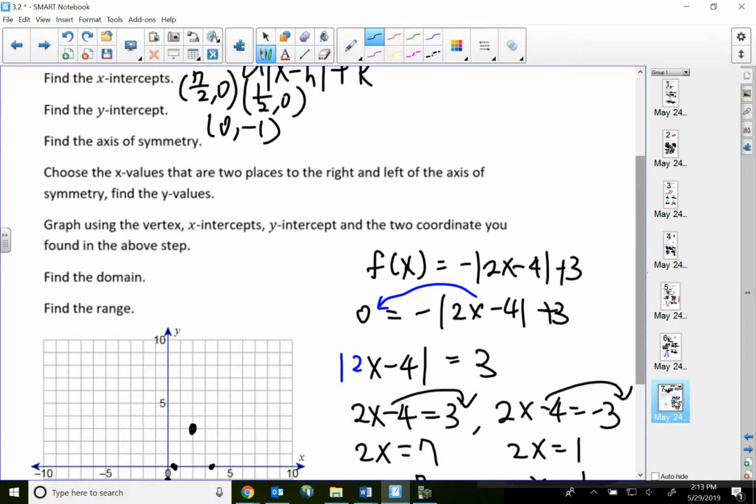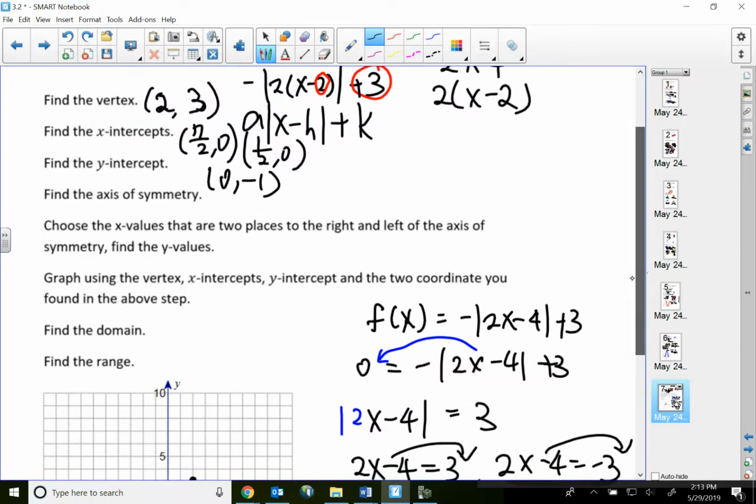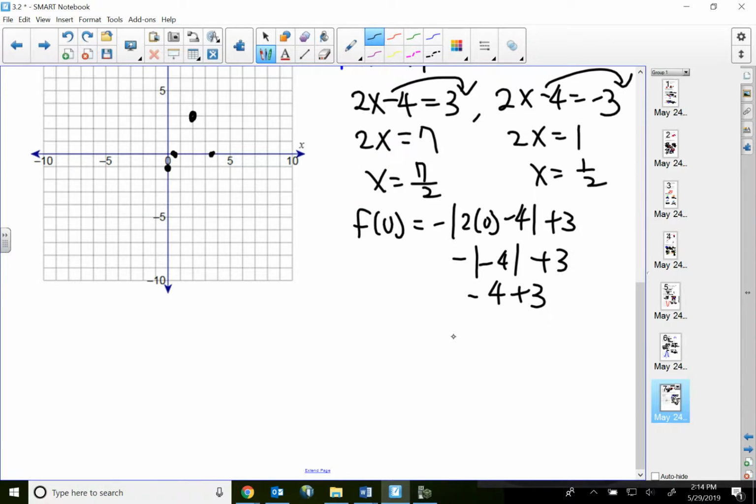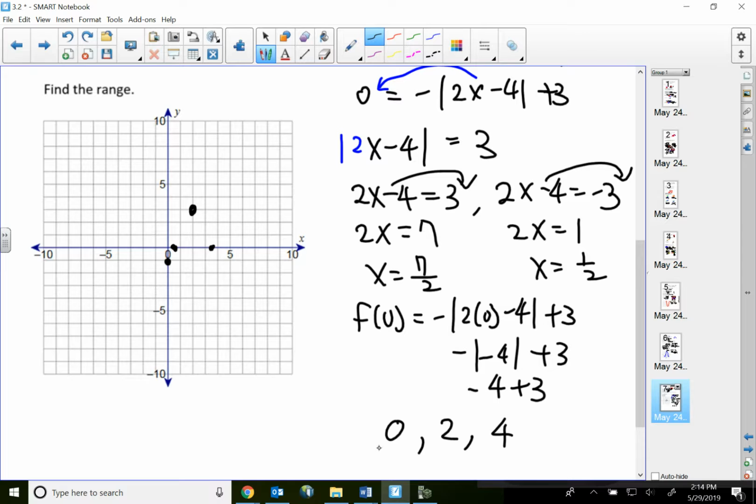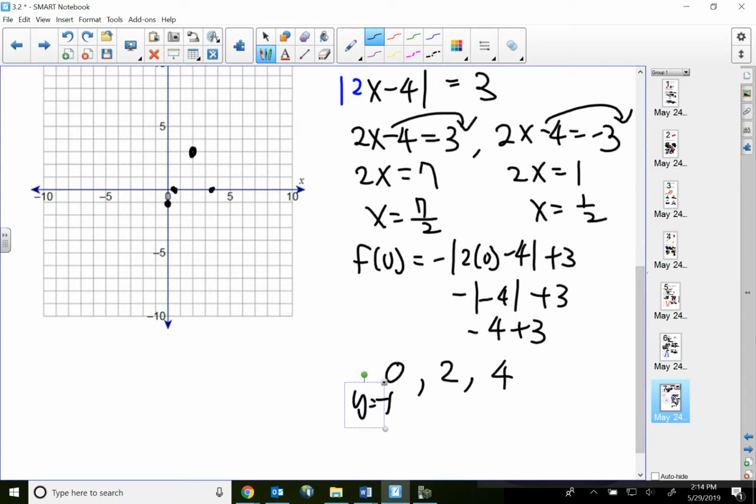All right, let's find two more points. Absolute value is also an even function, so the axis of symmetry is the same as with the parabola, x equals 2. Let's find another x value. My vertex is located at 2, 3, so 2 places to the right is 4 and 2 places to the left is 0. I already found the y-intercept was 0, negative 1, so that point is plotted.